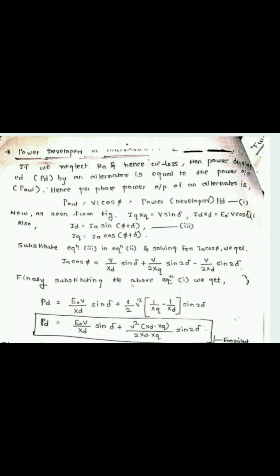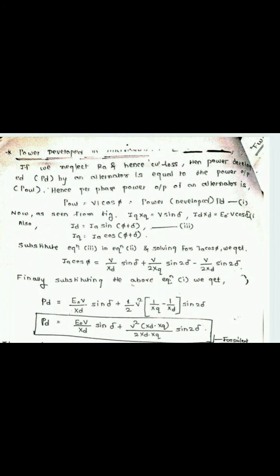So finally, substituting the above equation in equation number 1, because as we know the first equation is P out is equal to Pd is equal to V Ia cos phi. We want to substitute the value of Ia cos phi into that equation. We get the value, that is Pd, the power developed, is equal to E0 into V divided by Xd sin delta plus 1/2 V square, in bracket, 1 upon Xq minus 1 upon Xd, bracket complete, sin 2 delta. This equation comes from that particular substitution and mathematical arrangement.